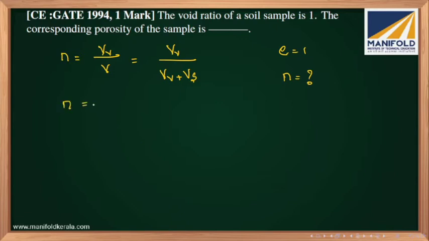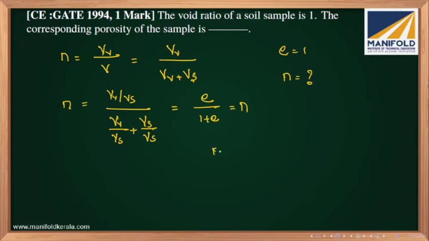So porosity is equal to volume of voids by volume of solids, divided by volume of voids by volume of solids plus volume of solids by volume of solids, which is equal to e divided by 1 plus e, which is equal to n. So n is equal to 1 divided by 1 plus 1, so 1 divided by 2. n is equal to 0.5.